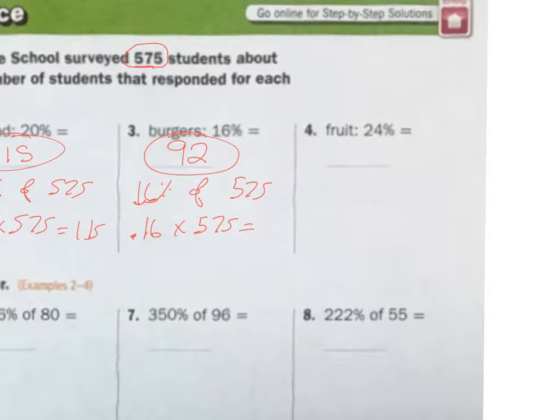Okay. Now, one last one. Fruit. 24% of 575. 1, 2, 0.24 times 575. And when you do that, you get 138.